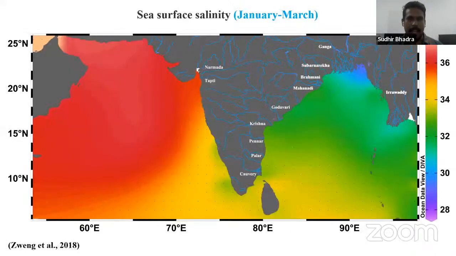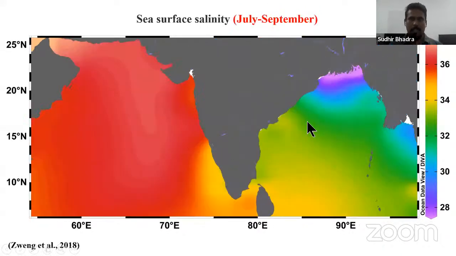But when we look at the salinity in January and March, in winter time, we see that there is a large variability in the salinity, and Bay of Bengal salinity is very low compared to that of the Arabian Sea. It is because of the high amount of freshwater influx coming through the many rivers flowing to the east coast and into the Bay of Bengal. And when we go to the summer monsoon time, the salinity becomes even lower.